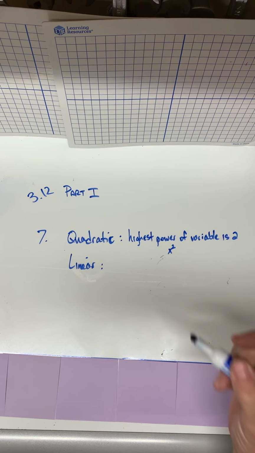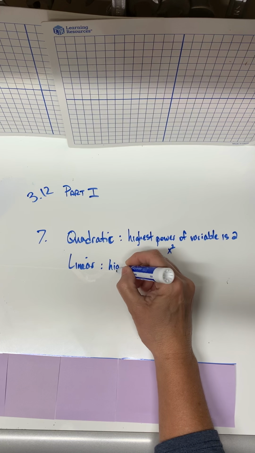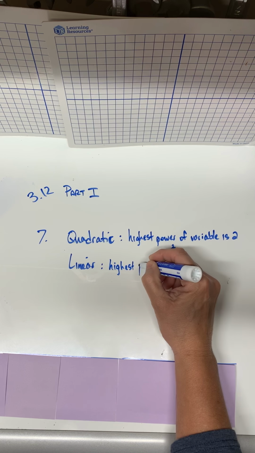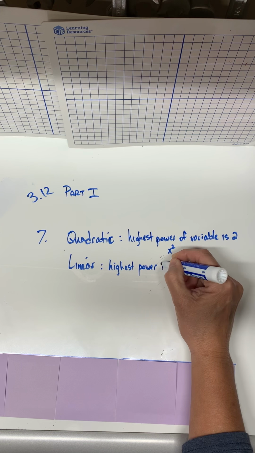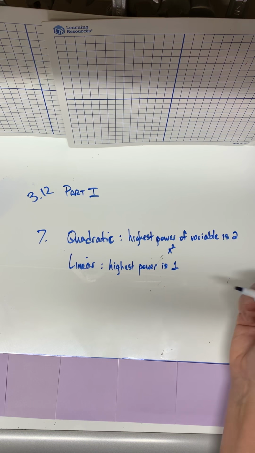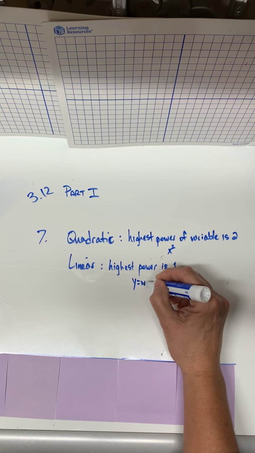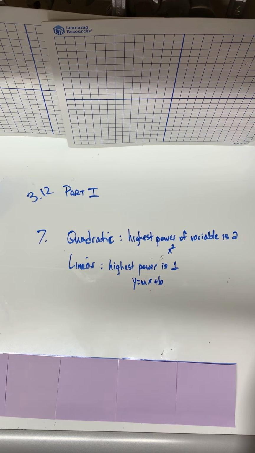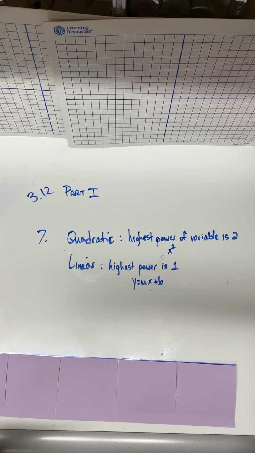Now, if it's linear, then the highest power on the variable is 1, and that's like what we've been doing, like y equals mx plus b. The x is to the 1 power, and that's a line, which is why it's called linear, okay? So that's a pretty easy question until you get down to D.